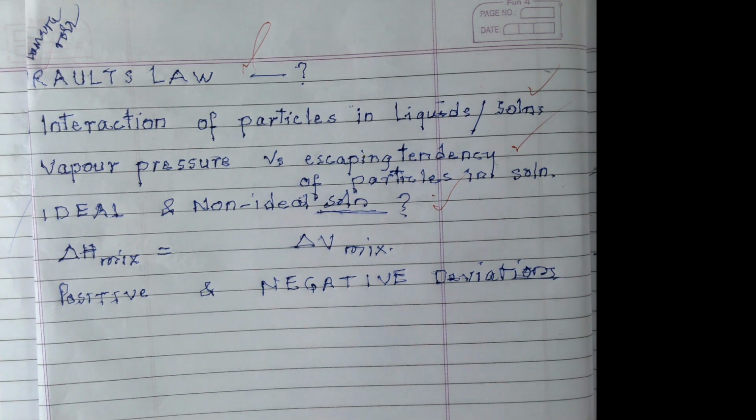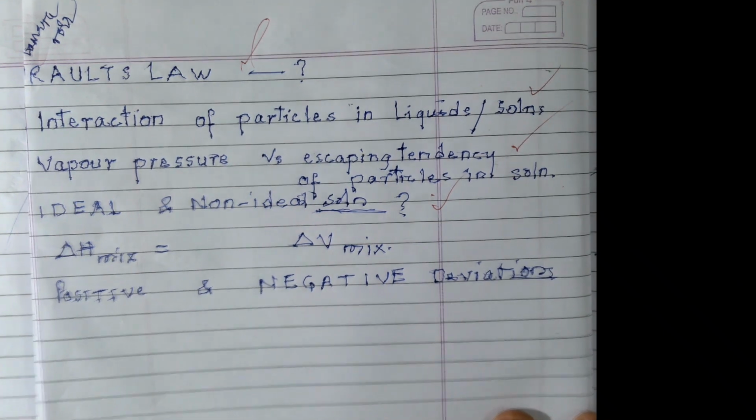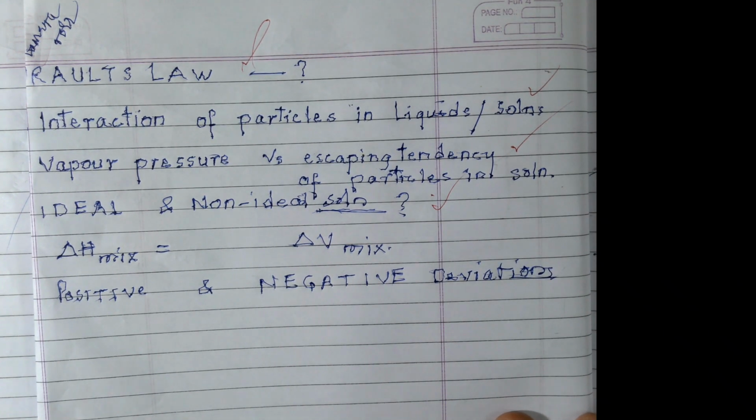Now, when we mix the two liquids, what will happen? A binary solution will be formed. Binary solution means a solution containing two miscible liquids, which can intermix with each other. Because of their homogeneous nature and their intermixing, a new interaction between the particles of liquid A and liquid B comes into play, and that interaction is known as AB interaction.